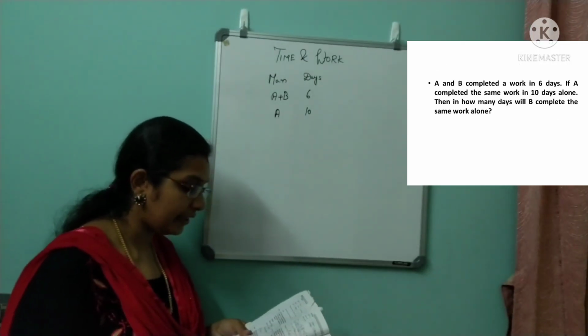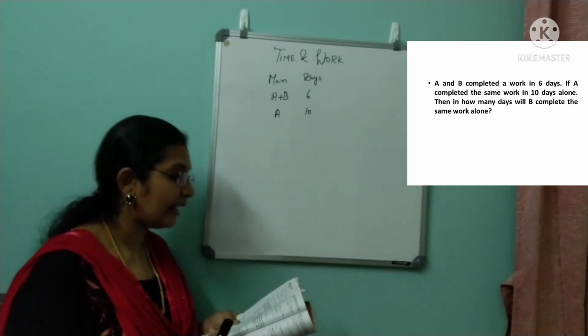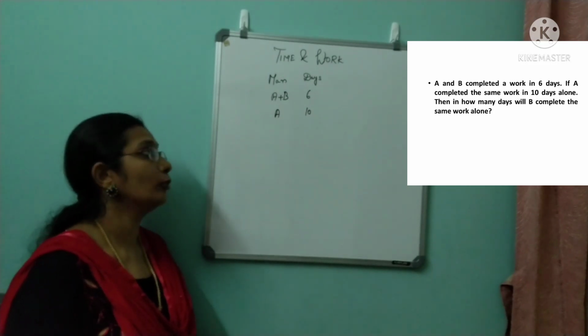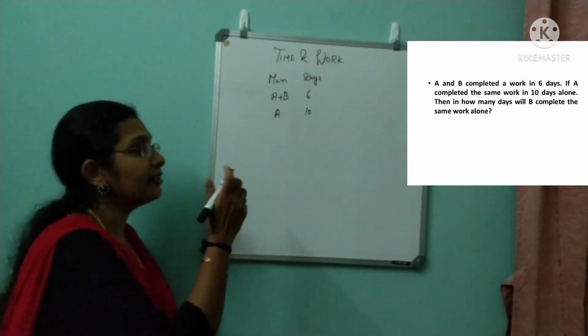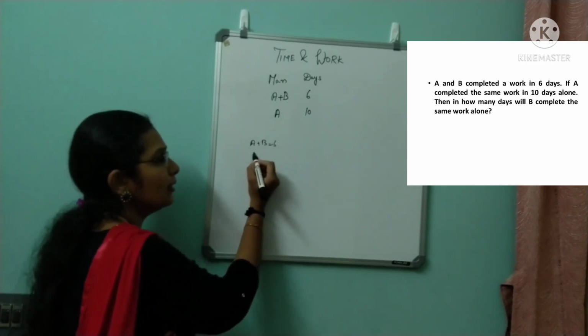If A and B completed a work together in 6 days, and A completed the same work in 10 days alone, then in how many days will B complete the same work alone? So on the first shot, when you see it, you will think A plus B is equal to 6. So A is equal to 10.